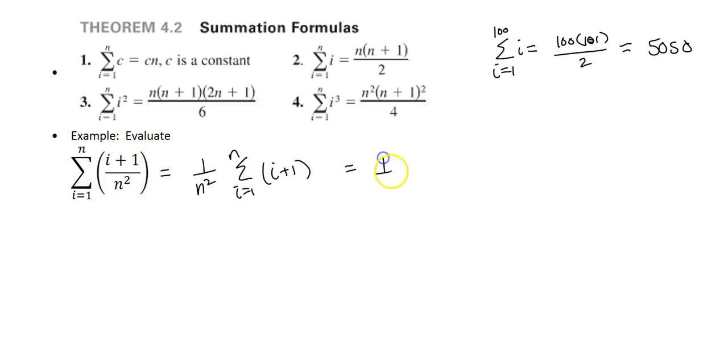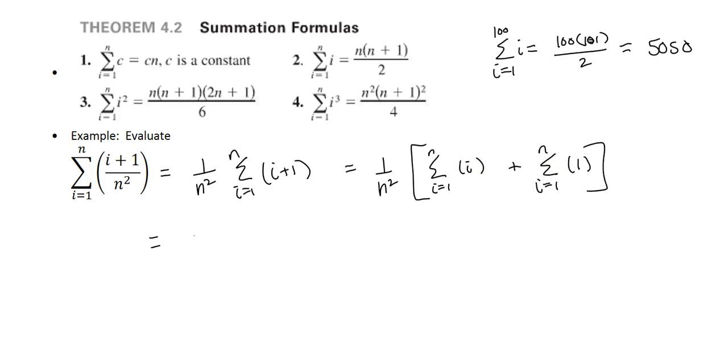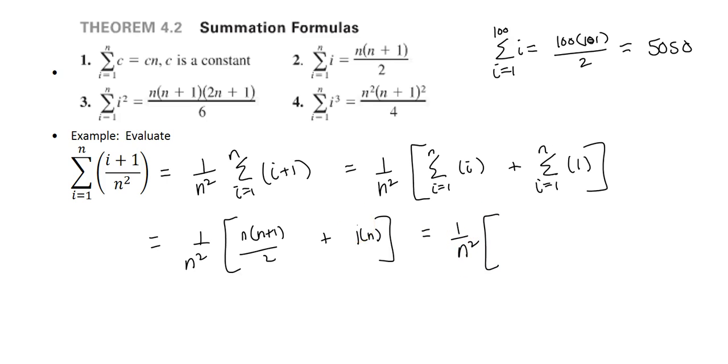And I could split that up into 2 different sums. So I'd have the sum from i equals 1 to n of i plus the sum from i equals 1 to n of 1. And we know that the sum from 1 to n of i is n times n plus 1 over 2. And we know that since this is a constant, c, this would be 1 times n. So if I were to do a little bit of work on this and clean it up, find a common denominator and all that sort of stuff, I would end up with n squared plus n plus 2n all over 2.